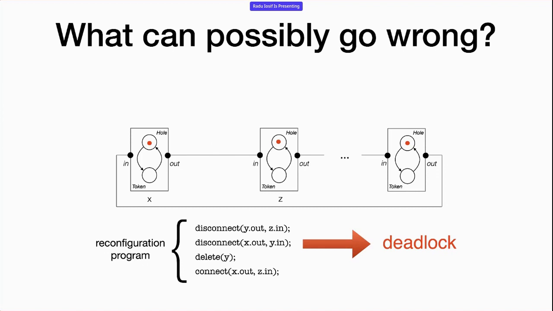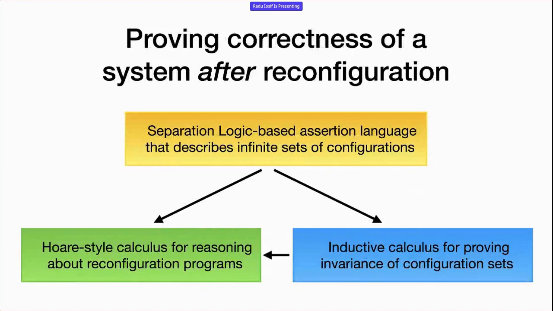So the whole point is, how do we ensure that such things do not happen, and how do we ensure that our reconfiguration programs are correct? We do this by providing three ingredients. Essentially, we have an assertion language that describes infinite sets of configurations of the systems. This assertion language is based on separation logic. Then we use this logic inside the Hoare-style program calculus for reasoning and proving correctness of reconfiguration programs. And these proofs need some invariance properties that are proved separately by an inductive calculus. And this inductive calculus also uses separation logic.